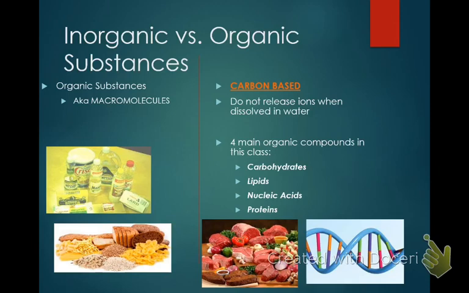So inorganic versus organic substances. Now, organic substances are what we're going to be focusing on for this unit, okay? They're also known as macromolecules. In other words, they are giant compounds, okay? And most importantly, you should know is that they are all carbon-based. That is what makes something organic, okay? If it's a carbon-based molecule. It does not release ions when dissolved in water, and there are 4 main organic compounds in this class. And we talked about these, or you guys kind of watched a video about them yesterday in the Amoeba Sisters, which was carbohydrates, lipids, nucleic acids, and proteins.